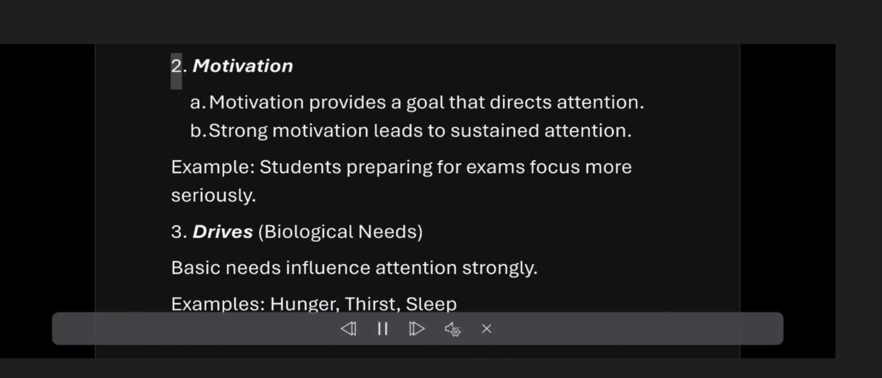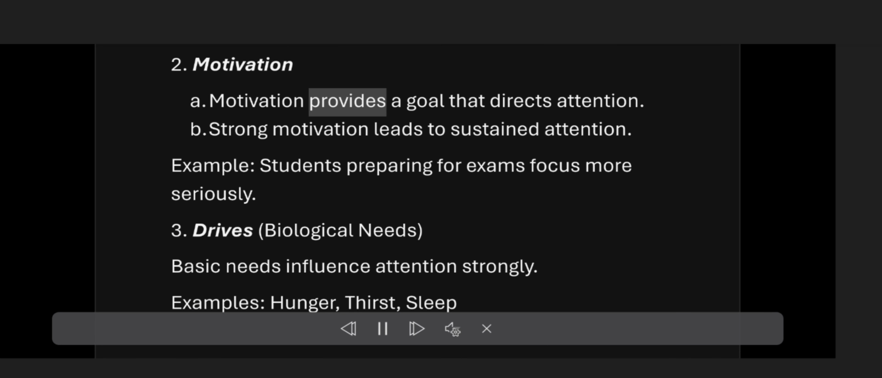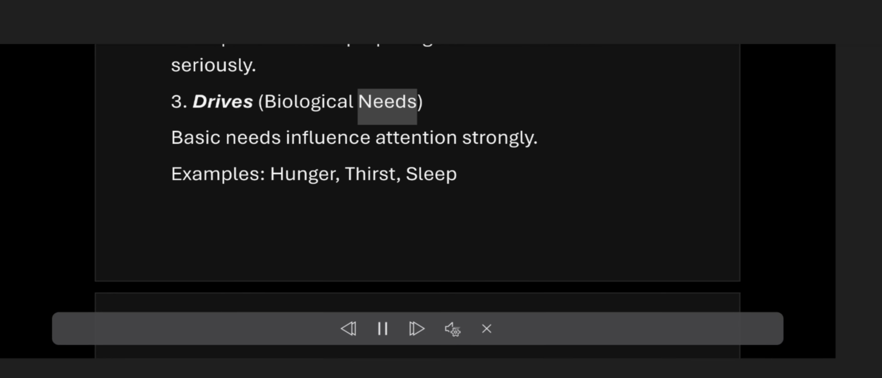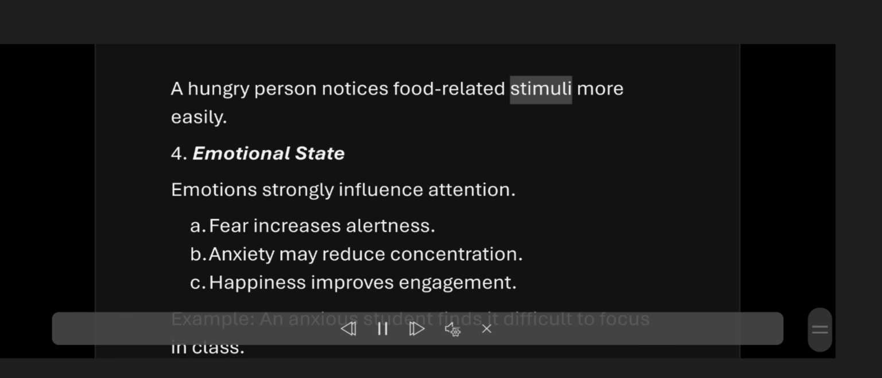2. Motivation. Motivation provides a goal that directs attention. Strong motivation leads to sustained attention. Example, students preparing for exams focus more seriously. 3. Drives, biological needs. Basic needs influence attention strongly. Examples, hunger, thirst, sleep. A hungry person notices food-related stimuli more easily.